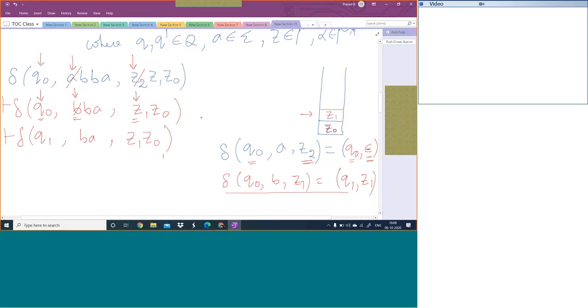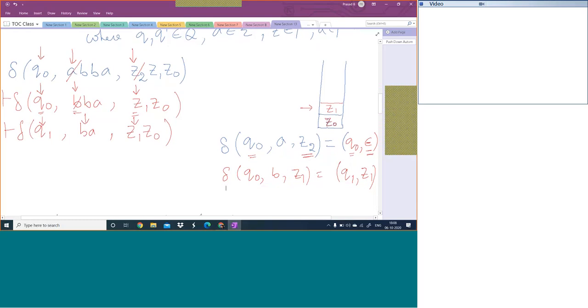Here, for this transaction, what is the present state? Q1. What is the present input symbol? B. What is the topmost symbol? Z1. Q1 B Z1. Okay. What to do with this? Everything depends on the design. Okay, I am designing the move like this. If the machine is in Q1 and input symbol is B and if the top symbol is Z1, I am defining like this: Q1 comma A.